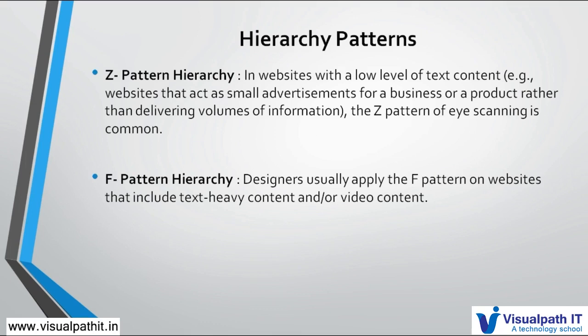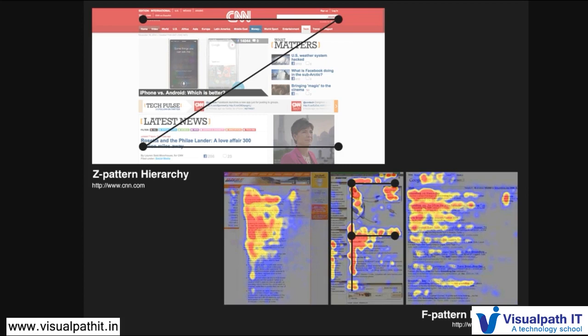In a website with a low level of text content, for example, a website that acts as a small advertisement for a business or a product rather than delivering a volume of information, the Z pattern of eye scanning is common. And next, the F pattern hierarchy. Designers usually apply the F pattern on websites that include text-heavy content and/or video content. Let's see an example. On a website, this is a Z pattern and below is an F pattern.